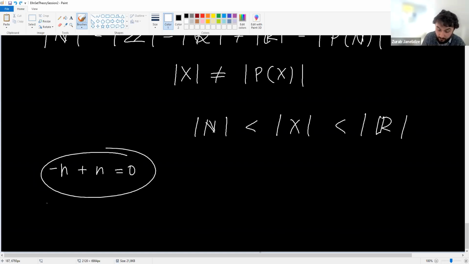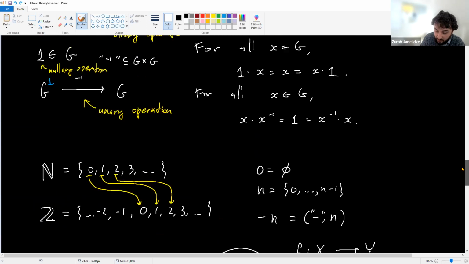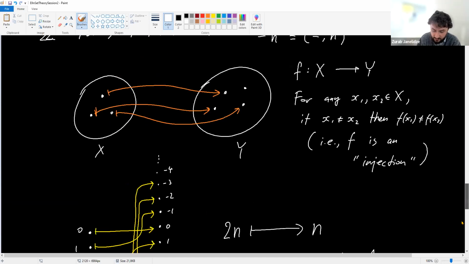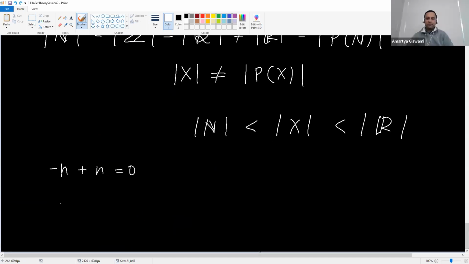So we are not going to prove that this property is true. We are going to define it, because we haven't defined addition yet. So we have here the set of natural numbers, and we are now defining minus n as this, but we still need to define addition. We have to define addition as a function from Z cross Z to Z. And we will define addition in such a way that by definition this will hold.